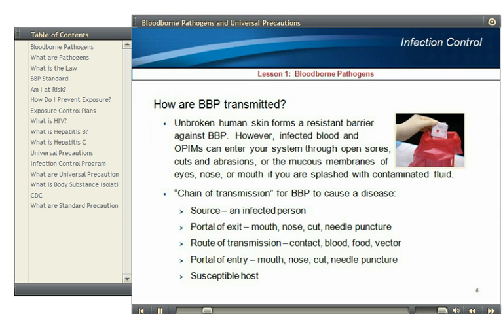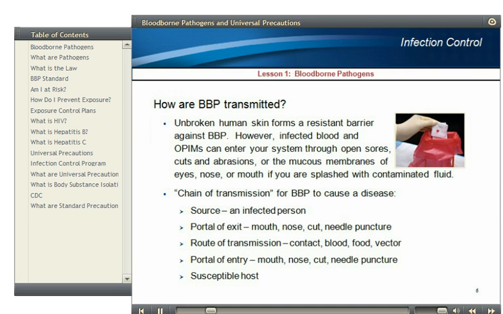How are BBP transmitted? Unbroken human skin forms a resistant barrier against BBP. However, infected blood and OPIMs can enter your system through open sores, skin cuts and abrasions, or the mucous membranes of eyes, nose, or mouth if you are splashed with contaminated fluid.